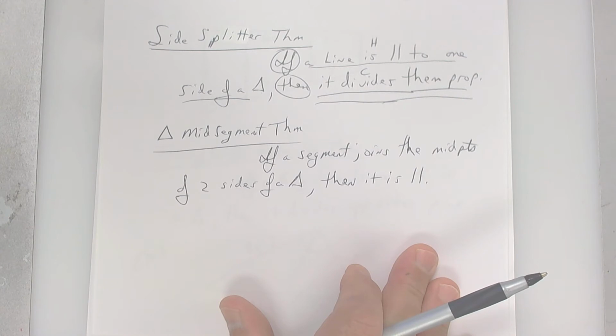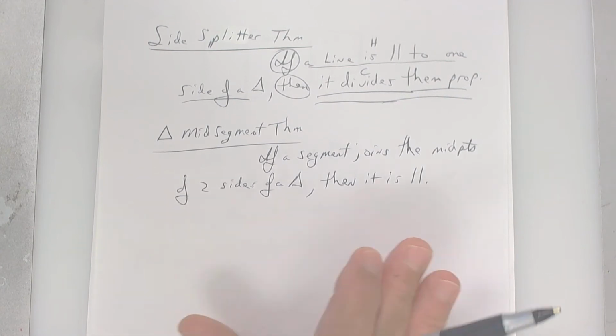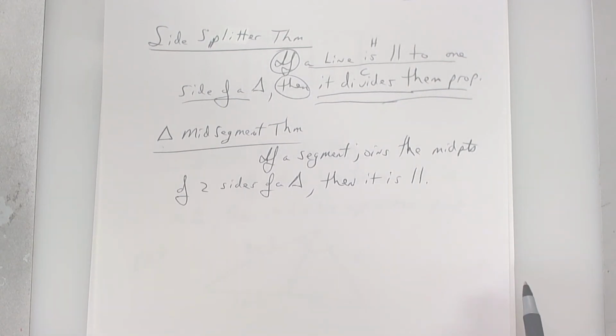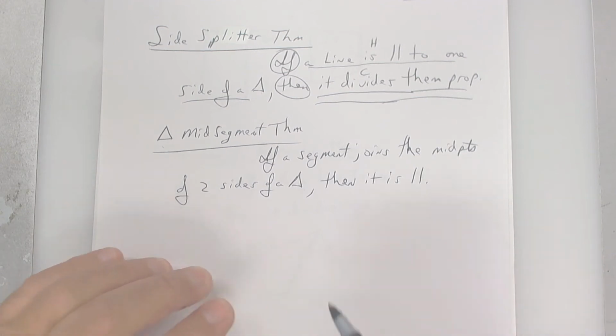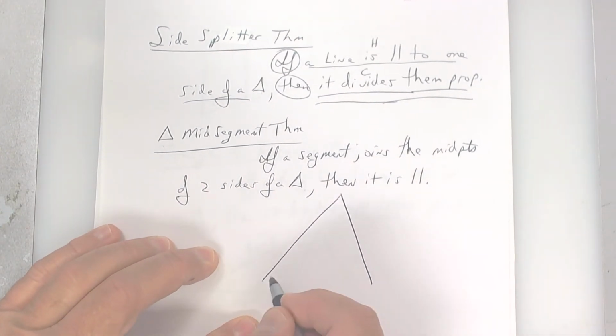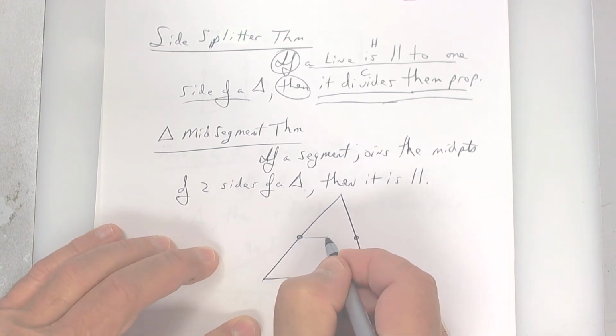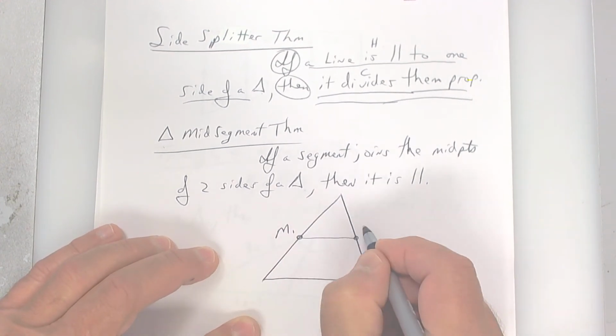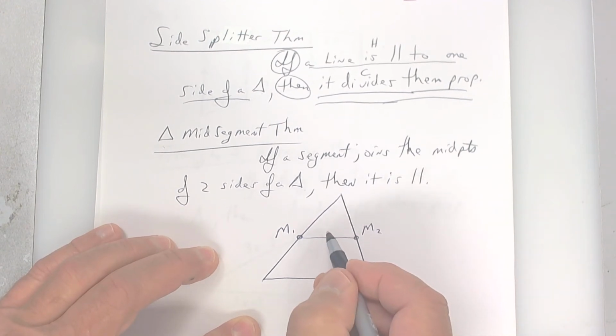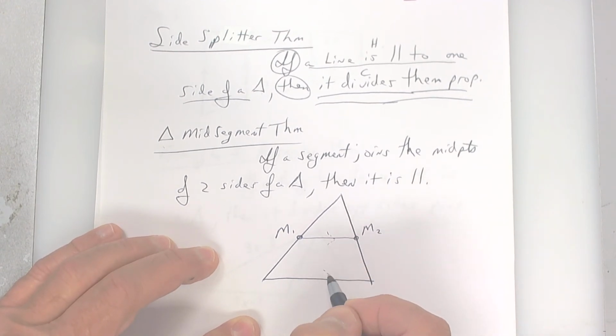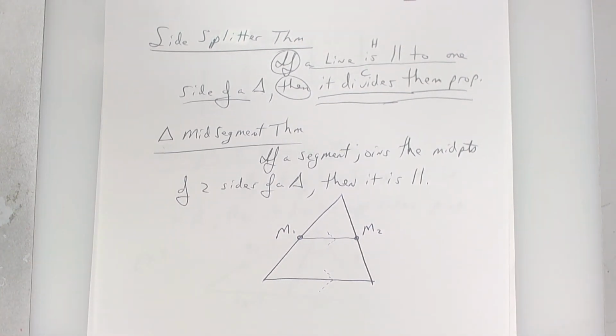There's something that is called the triangle mid-segment theorem. It says if a segment joins the midpoints of two sides of a triangle, then it's parallel. So if you take a triangle and you find the midpoints and you draw a line through it, then this side will be parallel to this side. Triangle mid-segment theorem. If you join the midpoints, it will be parallel.